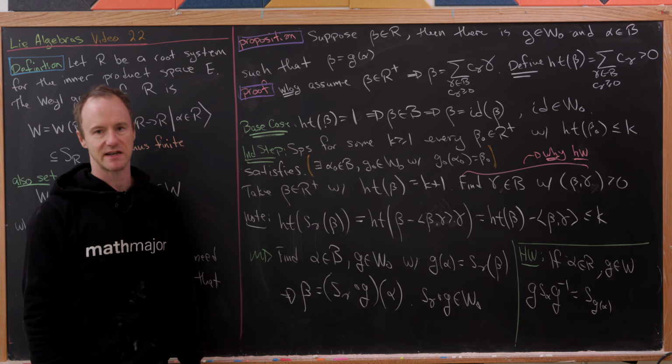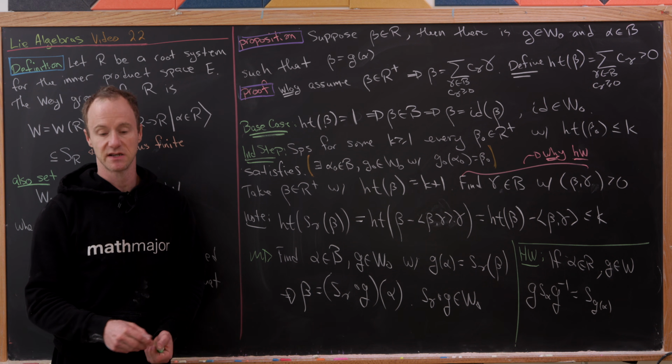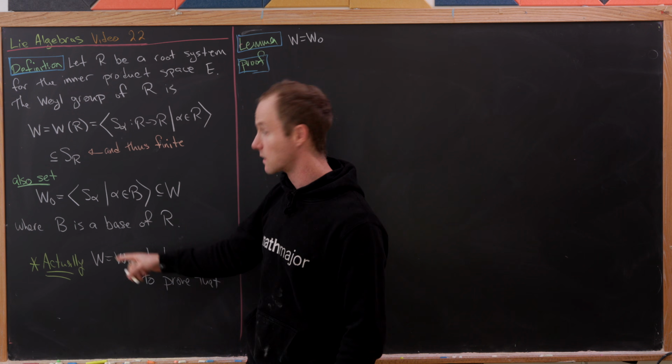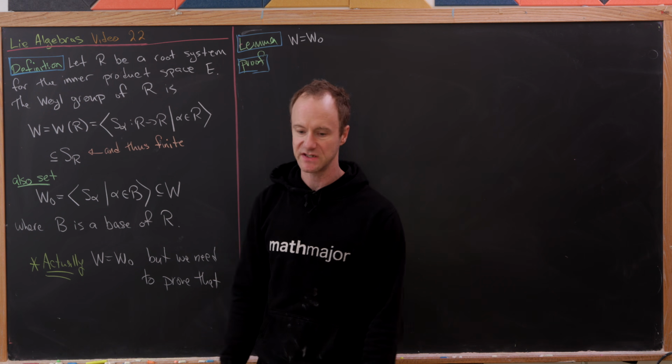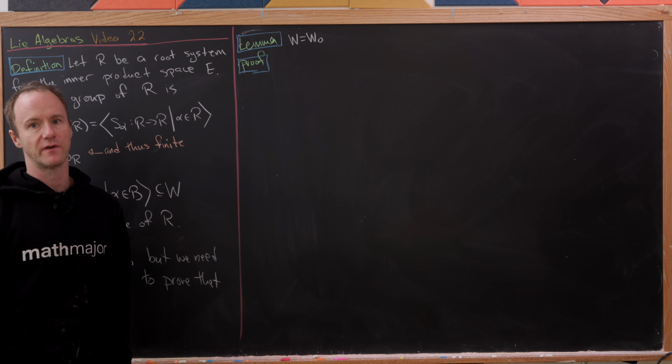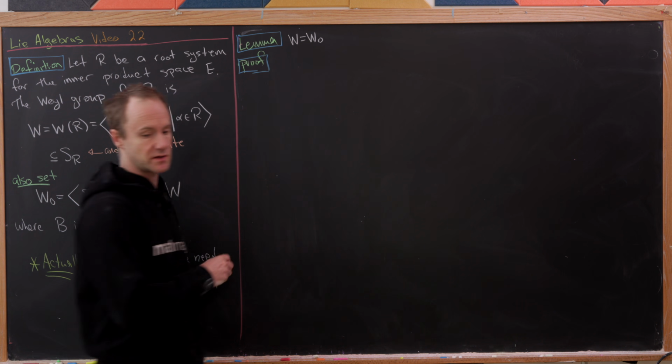Okay, so like I said, that's a nice homework exercise related to this. Now let's move on to our next result. So our next result is this little lemma down here, which is W is equal to W naught. But we can actually prove this with our previous result.